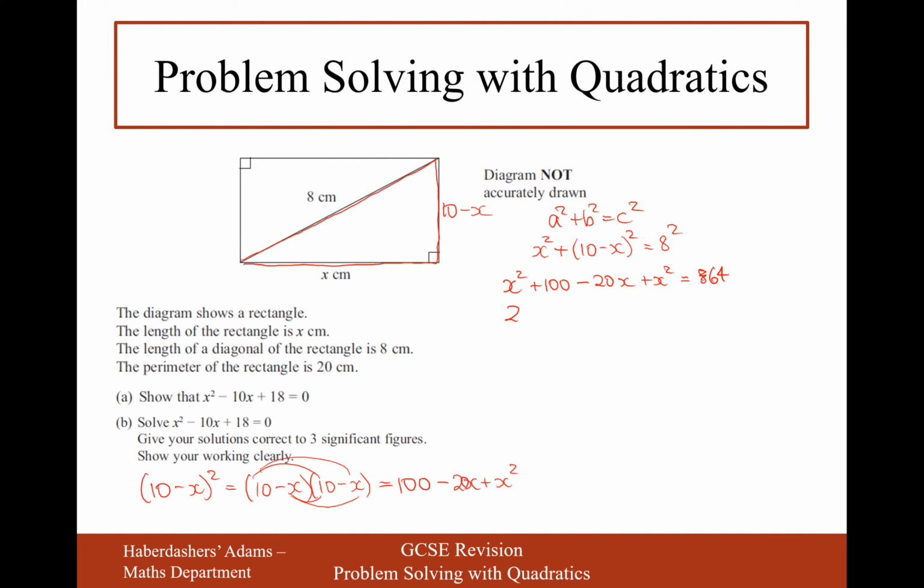Let's now tidy up. 2x squared minus 20x plus 100 equals 64. Let's take away the 64 onto the other side. So 100 take away 64 is 36. 2x squared minus 20x plus 36 equals 0. We can now half everything, so x squared minus 10x plus 18 equals 0. And there we are, we're at the final answer here.